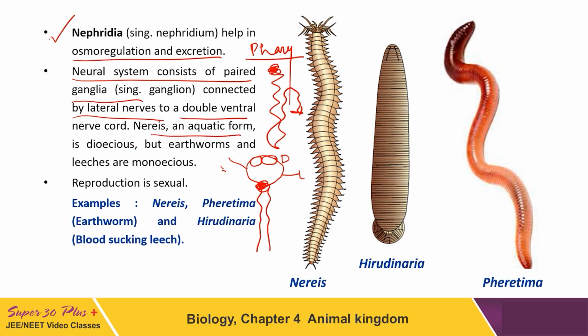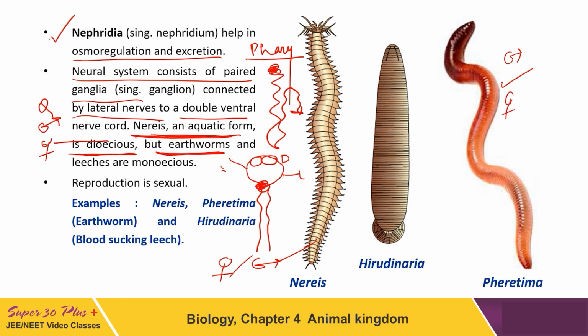Nereis, the aquatic form, is dioecious. Remember, it is dioecious. Male and female are separate. In the case of Nereis, important question. Remember, Nereis is an aquatic form which is dioecious. But what about our dear earthworm, which is known as the friend of farmers? Friend of farmers. This is earthworm. It is a very classical example. In Nereis, male and female are separate, dioecious, but the earthworm is the same organism having male organs as well as female organs.